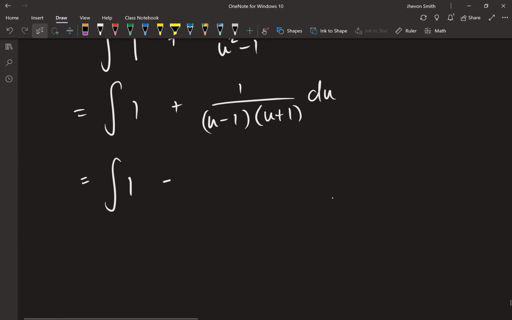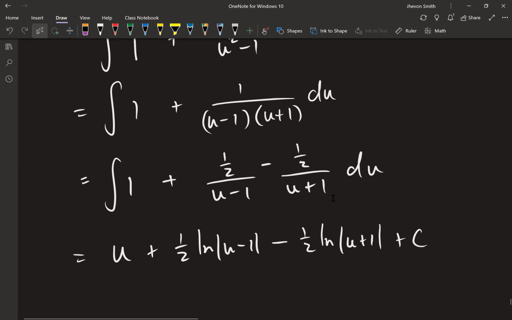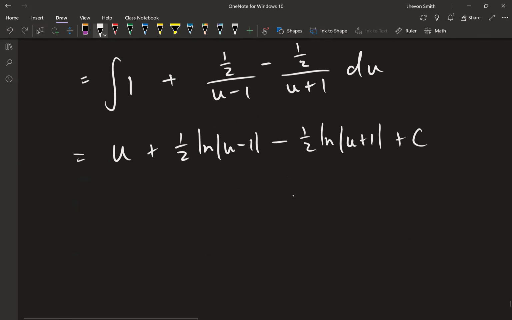This I realize I can break up into 2 parts. So doing partial fractions here, I do the cover up method: cover up the u minus 1, plug in 1, I would get a half. Cover up the u plus 1, plug in minus 1, I would get minus a half. And so this becomes u plus 1/2 ln of u minus 1 minus 1/2 ln of u plus 1 plus c. And then I plug in what my u was.